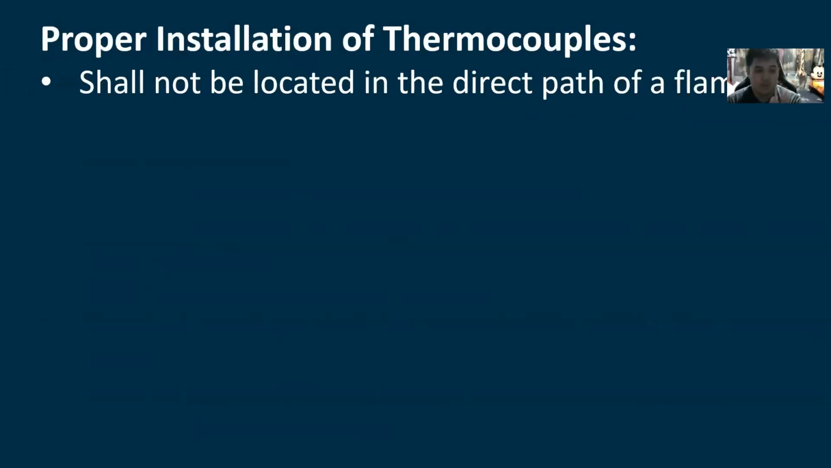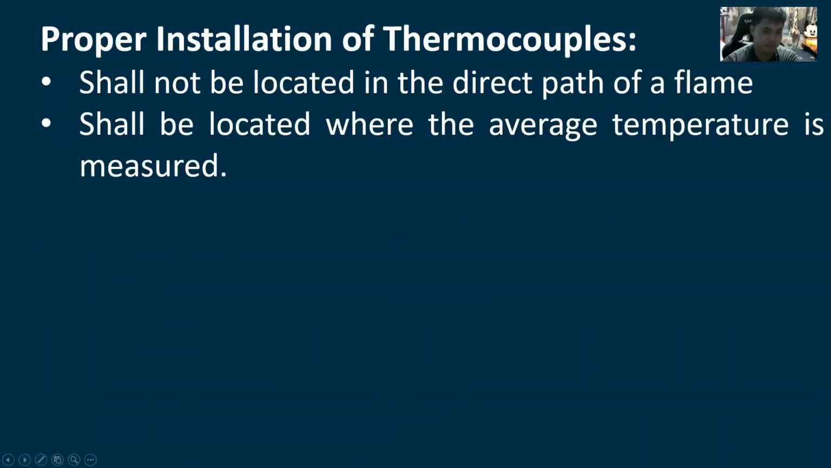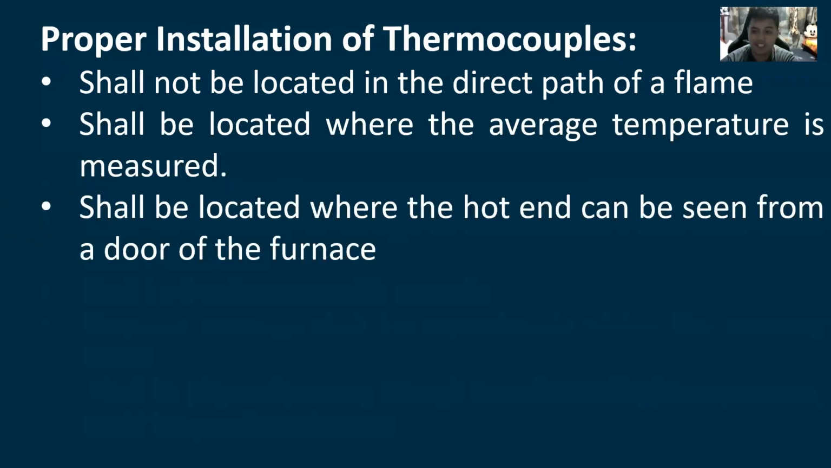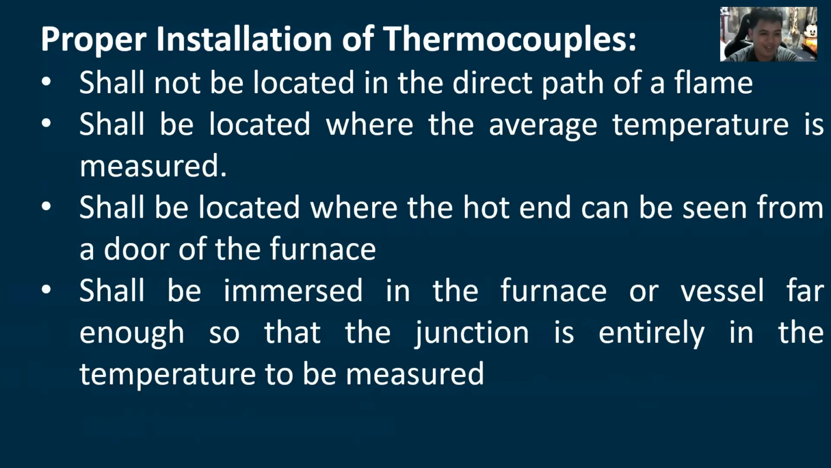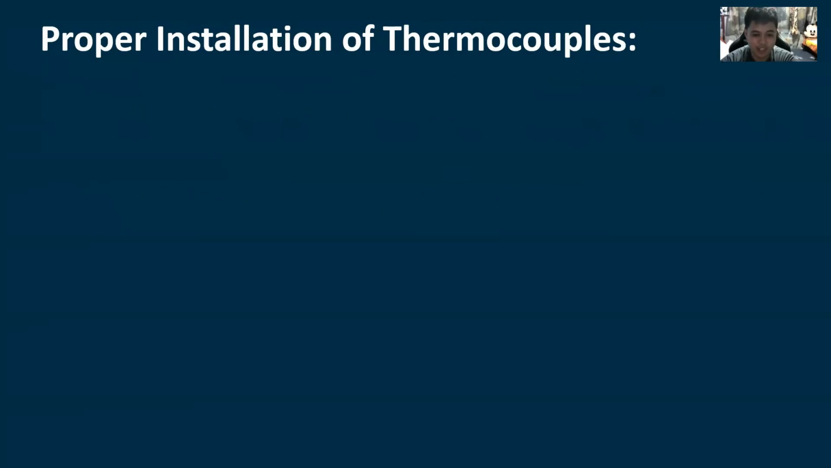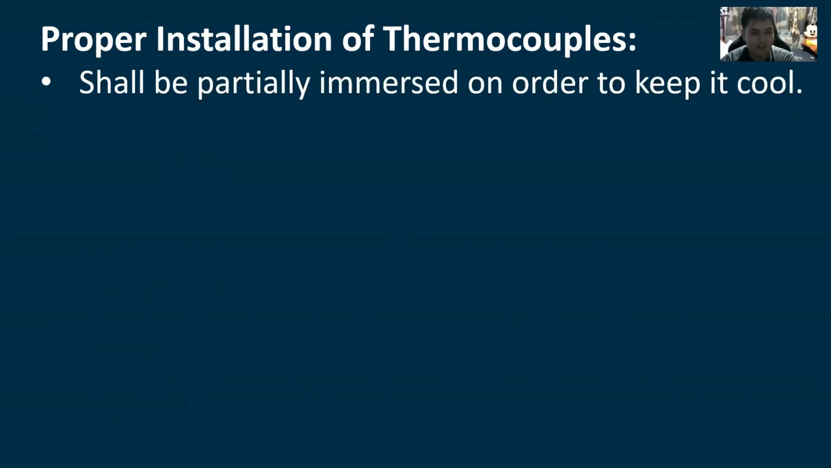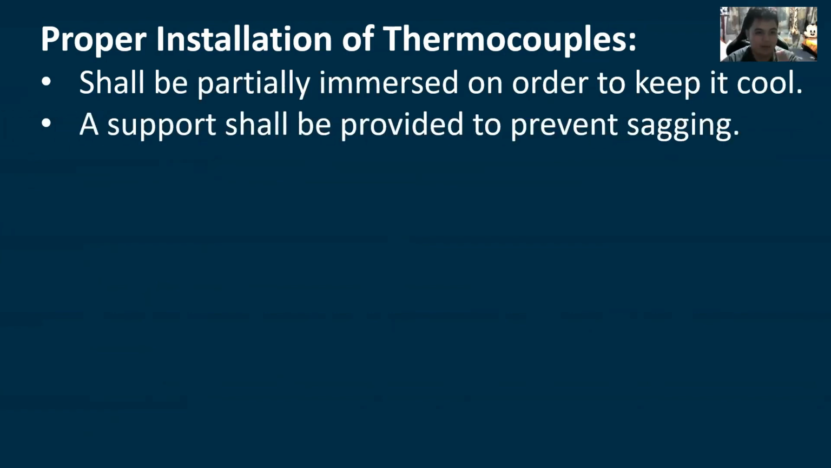Proper installation of thermocouples: it shall not be located in the direct path of a flame. It shall be located where the true average temperature is measured. It shall be located where the hot end can be seen from a door of the furnace. It shall be immersed in the furnace or vessel far enough so that the junction is entirely in the temperature to be measured.